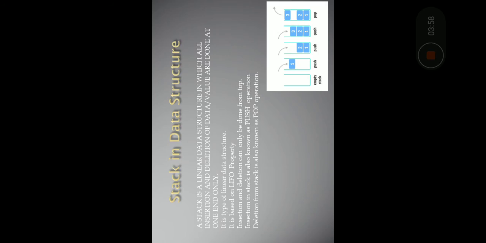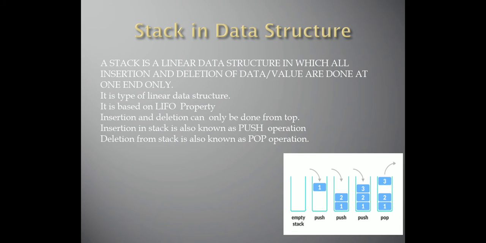Now next is stacks in data structures. Earlier I told you a stack is a linear data structure in which all insertion and deletion of data values are done at one end only. Suppose we want to insert our data in a stack, we will insert it from the top. And suppose we want to remove an item from a stack, we will remove it from the top. It is a type of linear data structure based on the LIFO property. LIFO means last in, first out.